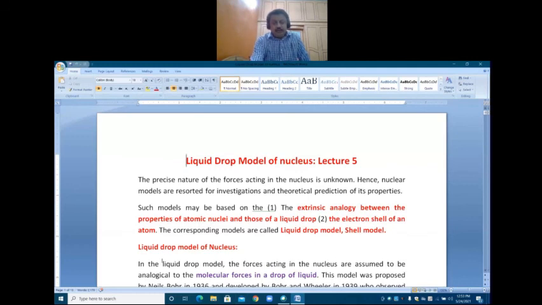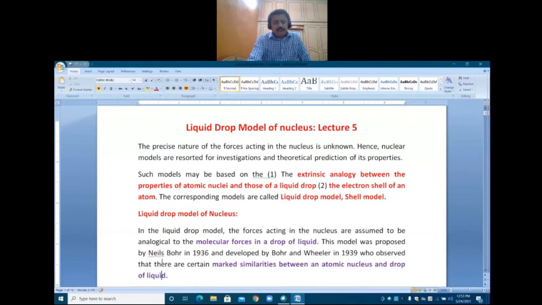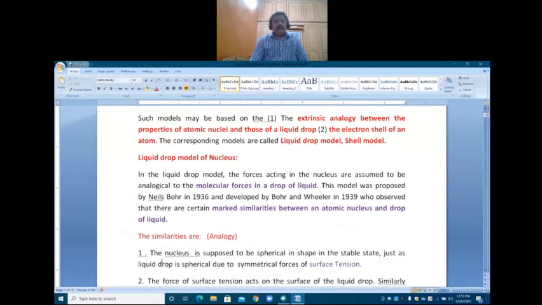In the liquid drop model, this liquid drop model was proposed by Niels Bohr in the year 1936, and it was further developed by Bohr and Wheeler in the year 1939, who observed that there are certain marked similarities, marked analogy, between the atomic nucleus and a drop of liquid.